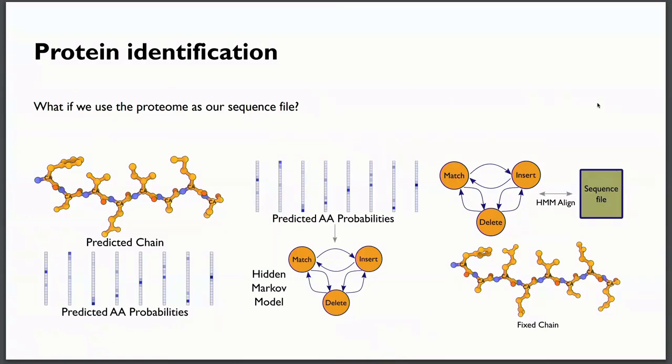We get the predicted amino acid probabilities. We build a hidden Markov model just as in the heuristics for the post-processing. But then instead of doing an alignment against the input sequence file, we do a search against, for example, a proteome of the organism you're interested in. And then we might be able to find the proteins that are in that chain.